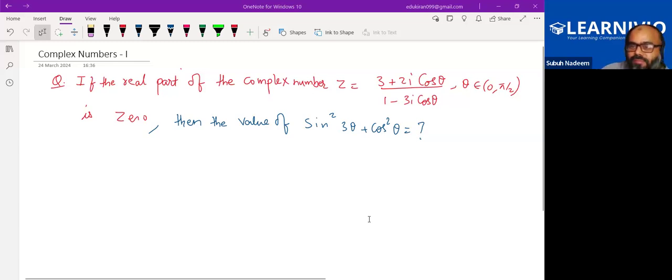So if you just see over here, one second, let me adjust the camera.